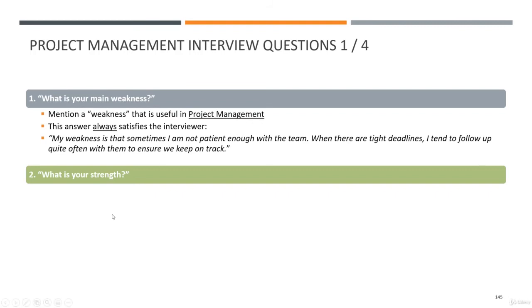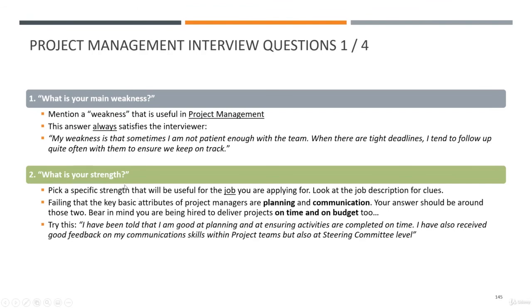In other words, pick a strength that will be useful for the job that you are applying for. Look at the job description for clues. Failing that, if you didn't manage to get a feel of what they are, you have to remember the key attributes. The basic attributes for project managers are planning and communication. So your answer should be around that. They don't want someone who cannot plan and who's terrible at communicating. So your answer should be around those two.